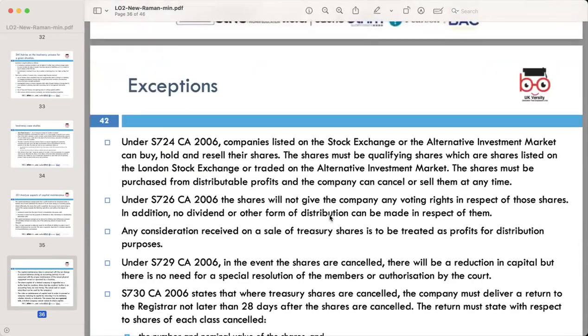Here are some exceptions under section 724 of the Companies Act 2006. Listed companies can buy and sell qualifying shares from distributable profits. These shares do not grant voting rights, and no dividends or distributions can be made in respect of them. If cancelled, a reduction in capital occurs without the need for special resolutions or court authorizations.